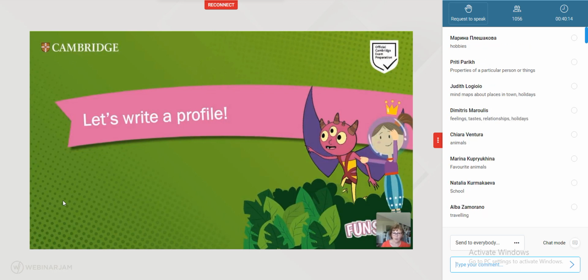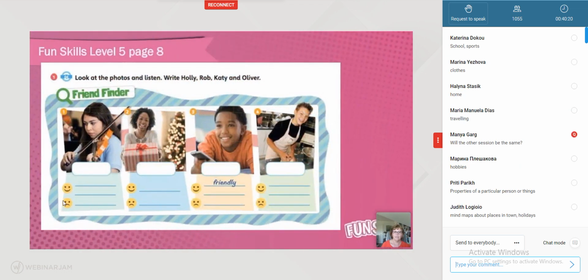Okay, with a P, we had profiles. So to write a profile, this is from level 5 of Fun Skills, we have 4 people. So students look at the photographs and they listen, and they're going to hear about 4 people: Holly, Rob, Katie, and Oliver. You can probably guess who they're going to hear first, okay, because we've given them a clue.